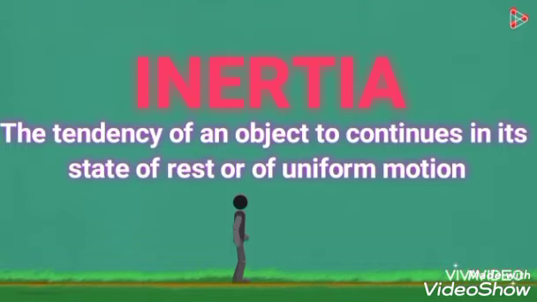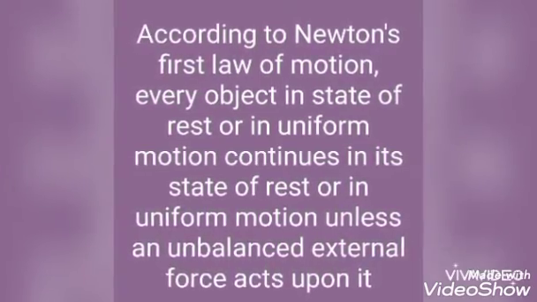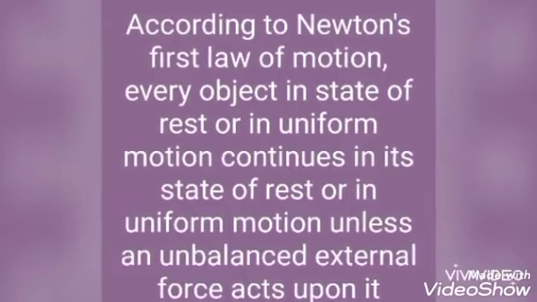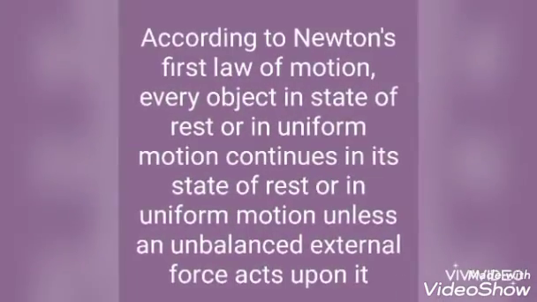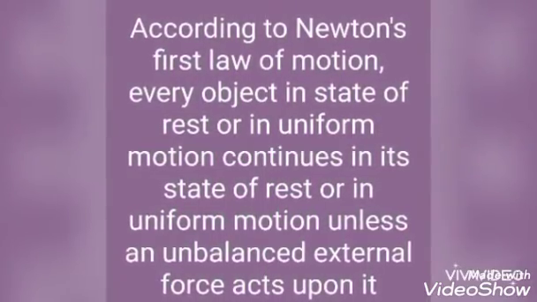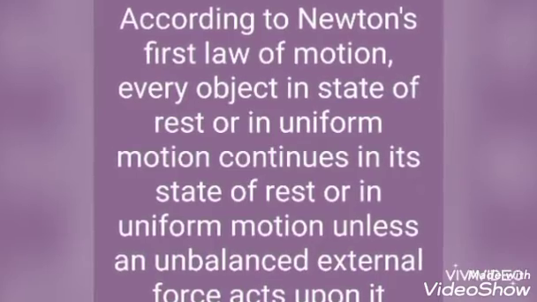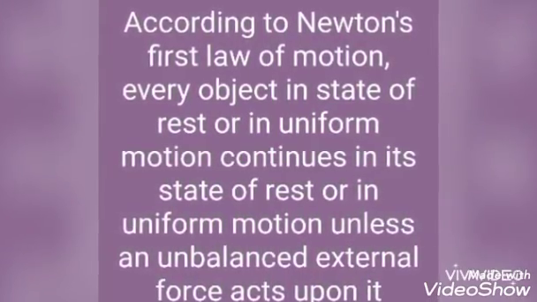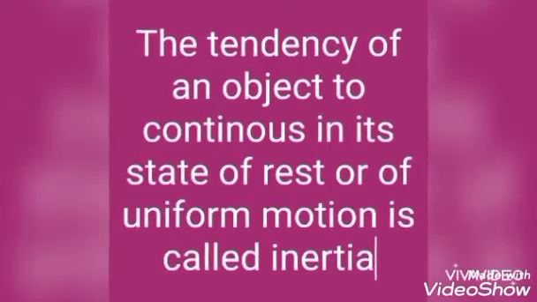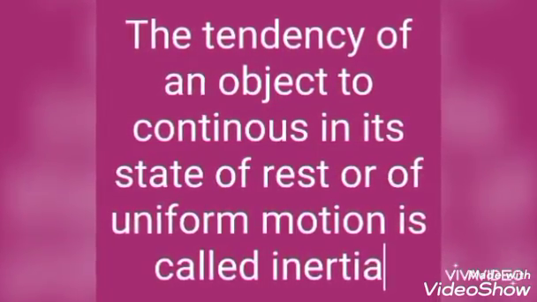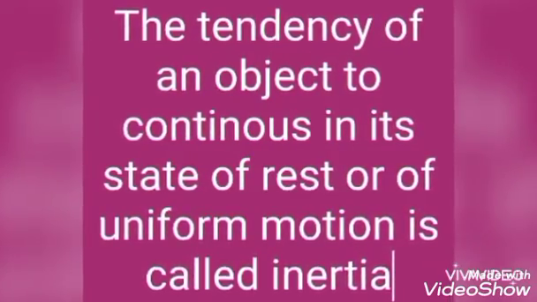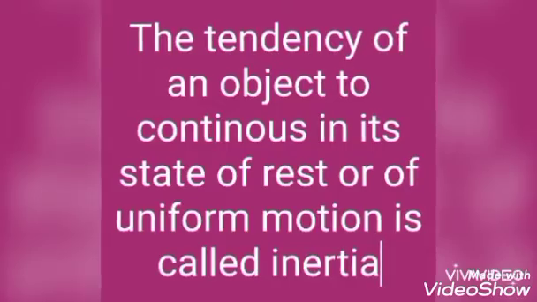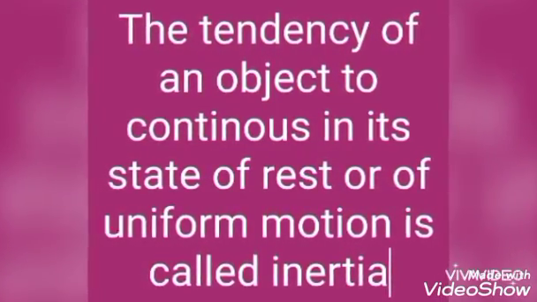But what can change the inertia of an object? We already said it in Newton's first law of motion. What is Newton's first law of motion? Every object continues to be in its state of rest or of uniform motion unless an unbalanced force acts upon it. So what can change the inertia of an object? Yes, the unbalanced force. Then, what is inertia? The tendency of an object to continue in its state of rest or of uniform motion is called inertia. Hope you understand the concept and the definition of inertia.